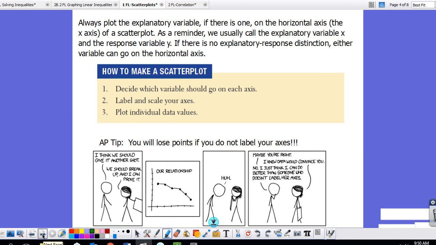This just goes through the steps of how you would go about graphing this. It's just like graphing points. We're taking an X and a Y point, graphing it on an XY coordinate plane. First you have to decide which variable is going to go on each axis, which means you have to decide if you have an explanatory and a response. You're going to label and scale. Remember, we talked about it before, you lose points if you do not label your axes, so make sure you label everything. And then you would plot all of the individual data values.